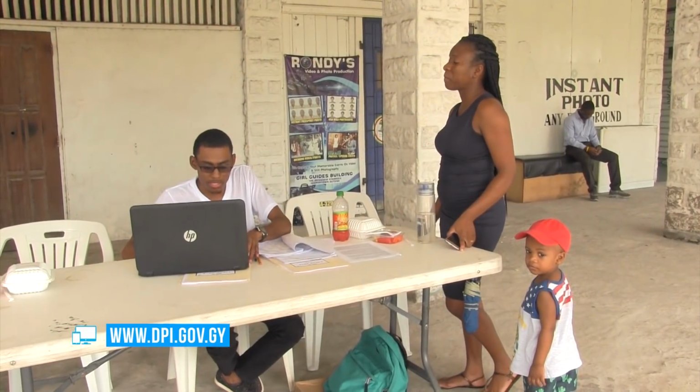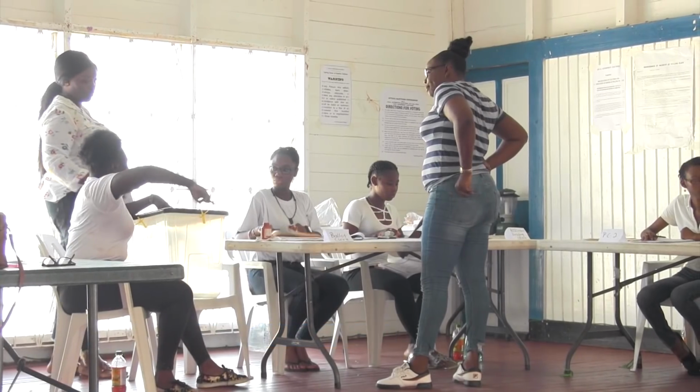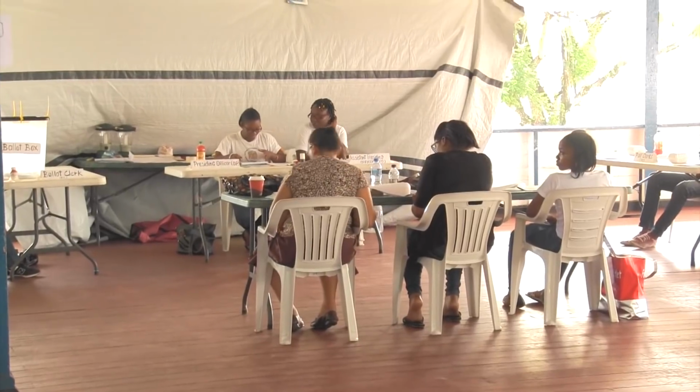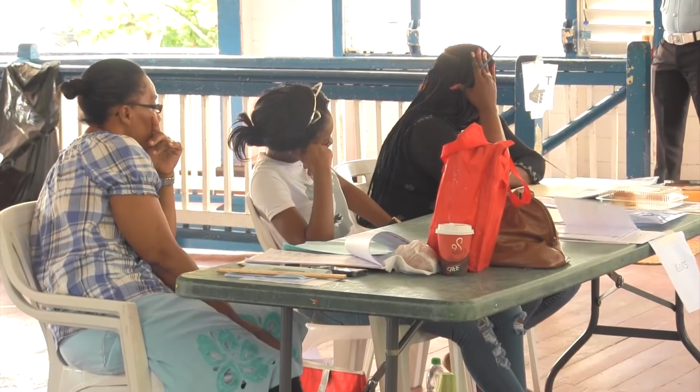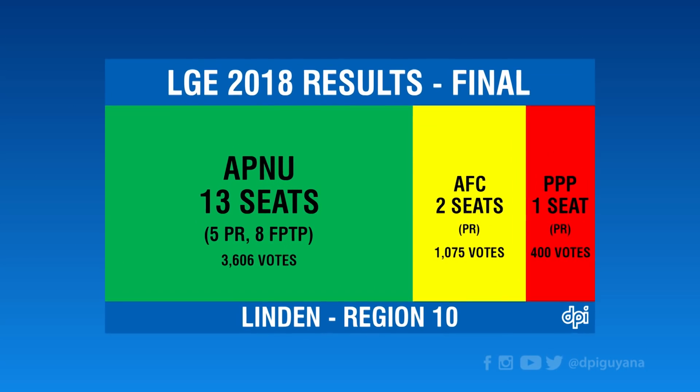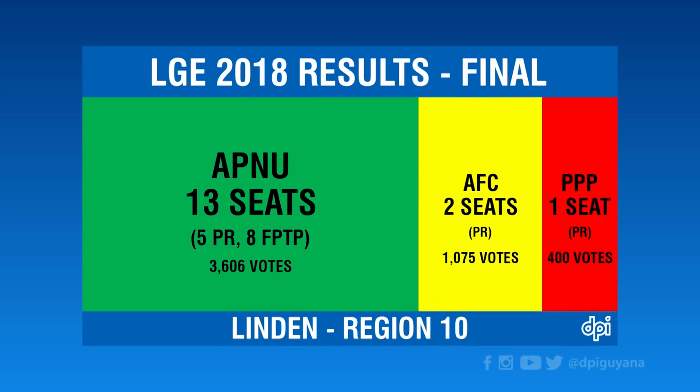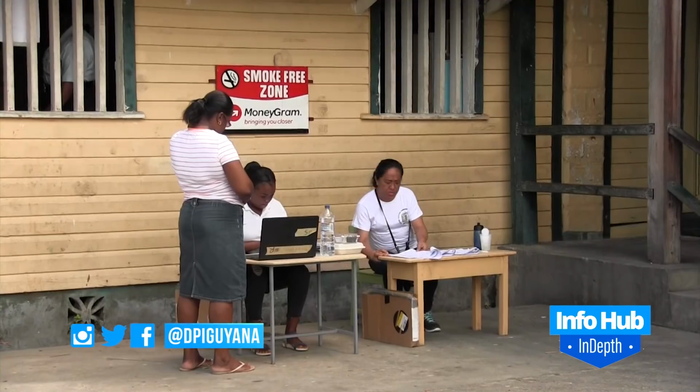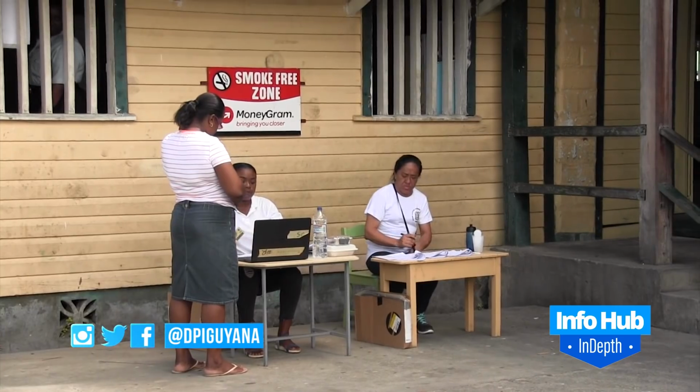APNU also won big in the towns of Bartica, Linden and New Amsterdam. In Bartica, APNU won 12 seats, the PPP 5 and the AFC 1. In Linden, the APNU won 13 seats, the PPP 1 and the AFC 2. And in New Amsterdam, the APNU won 10 seats, while the PPP gained 3 and the AFC 1.